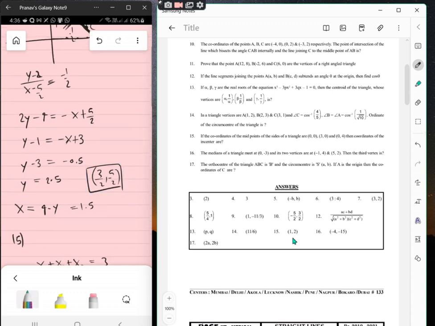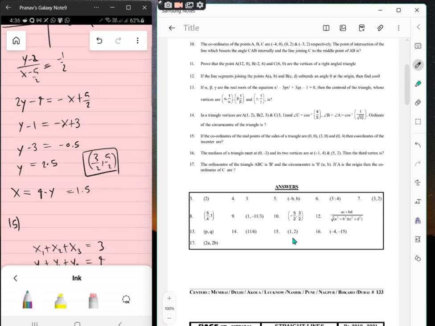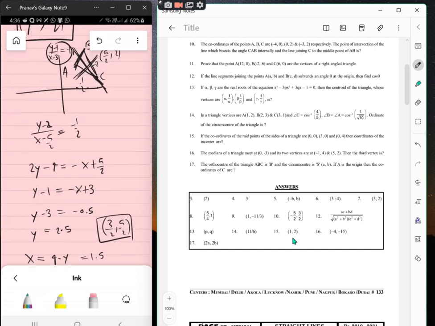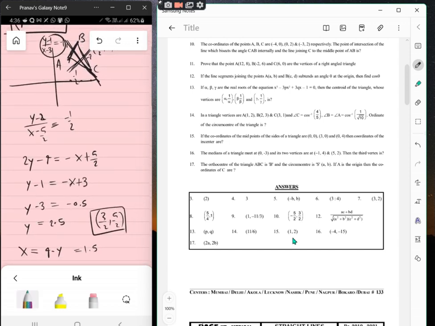Then 3 by 2 comma 5 by 2. Where is it? Wait, what? It's 14. It's 11/6. What is 14? Oh, I just want the ordinate. But isn't this that's a, it's 11/6 of all things. Why? Yeah, it makes no sense. Now where did we go wrong?